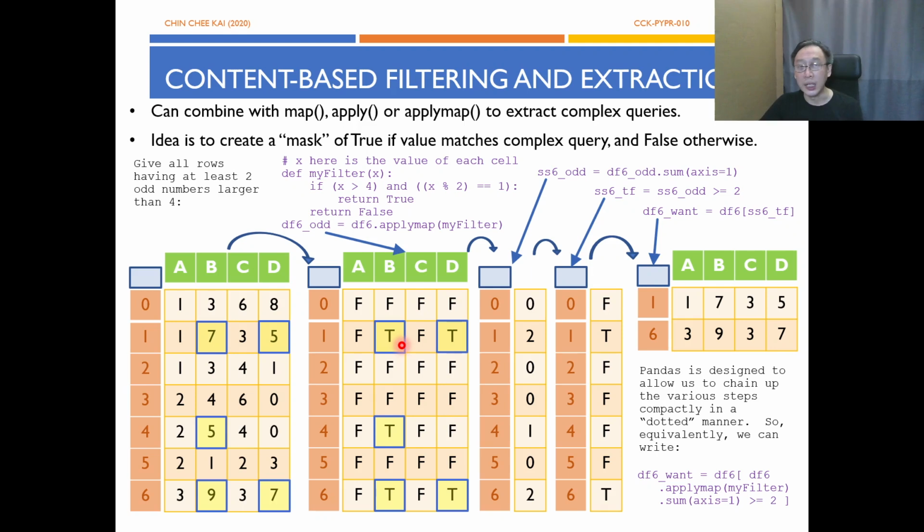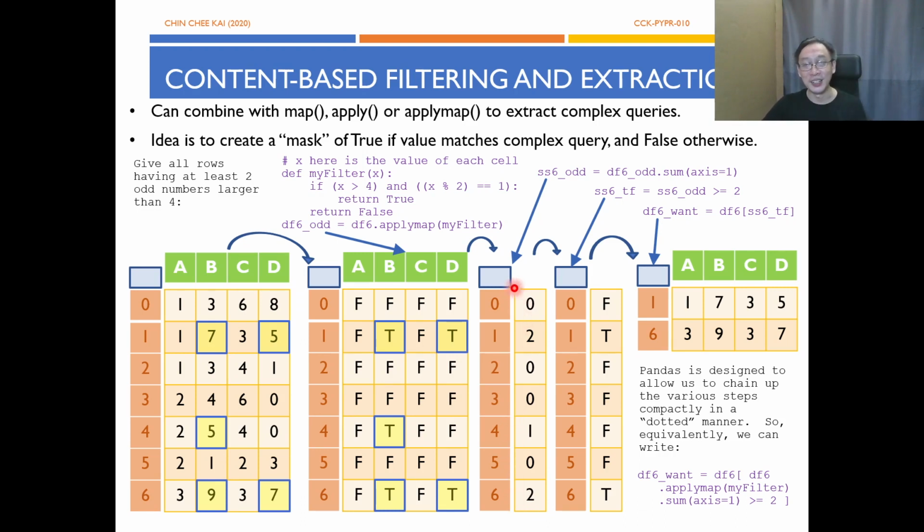To do that, the thinking is we need to sum across. So definitely we use dot sum. But if we do dot sum without anything else, it will add vertically, which is not going to be what we want. So we want to say dot sum, but axis is 1. So it will create a series, SS6, that will contain how many trues, how many big odds there are in the corresponding row. So 2, 1, 2.